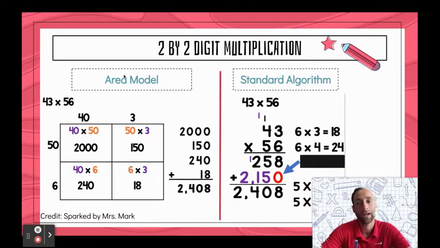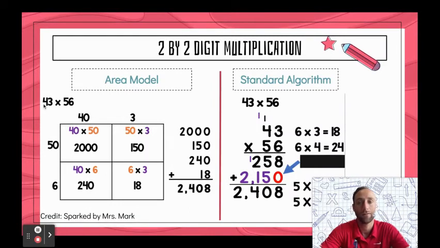So area model, here we have 43 times 56. So the first number on the left, I'm going to go ahead and place it on top. Notice my area model this time is a little different. I call this making a window. One big square, cut it up perfectly into 4, and I'll tell you why 4 in just a minute.